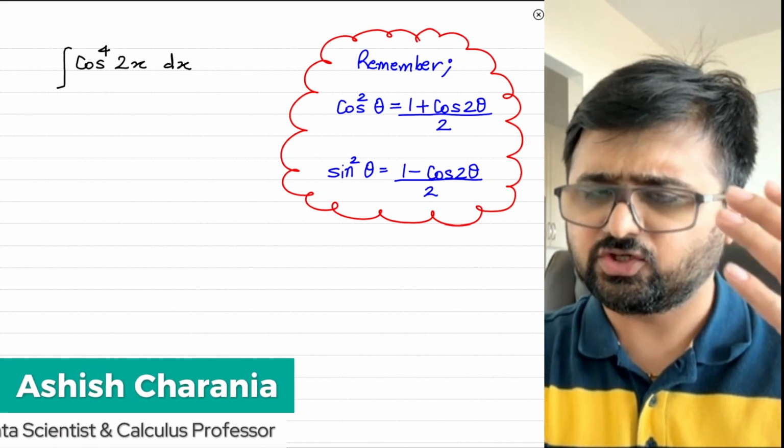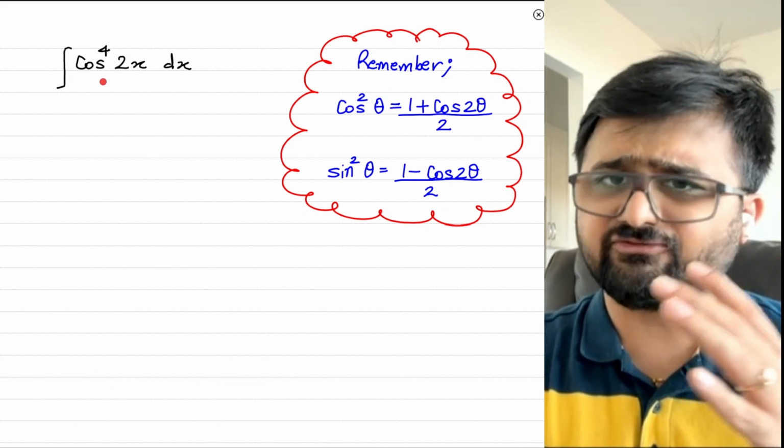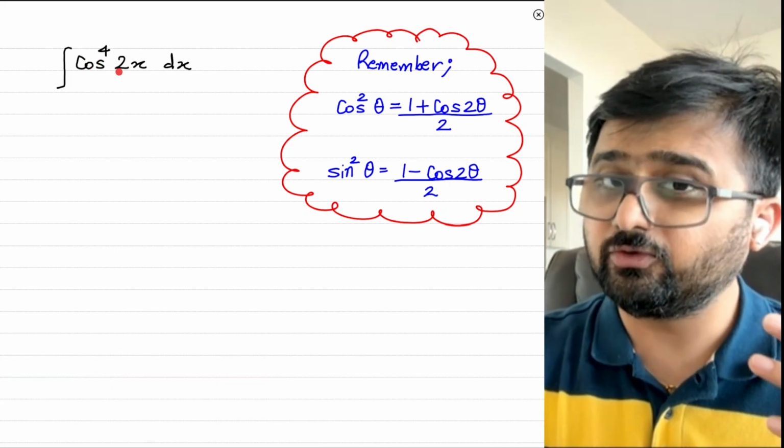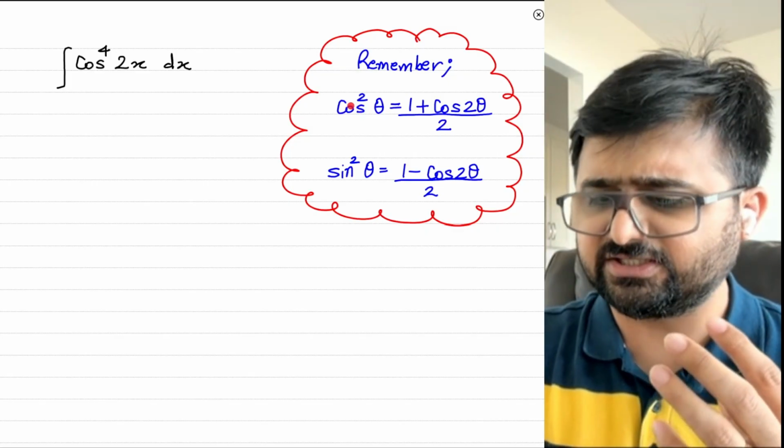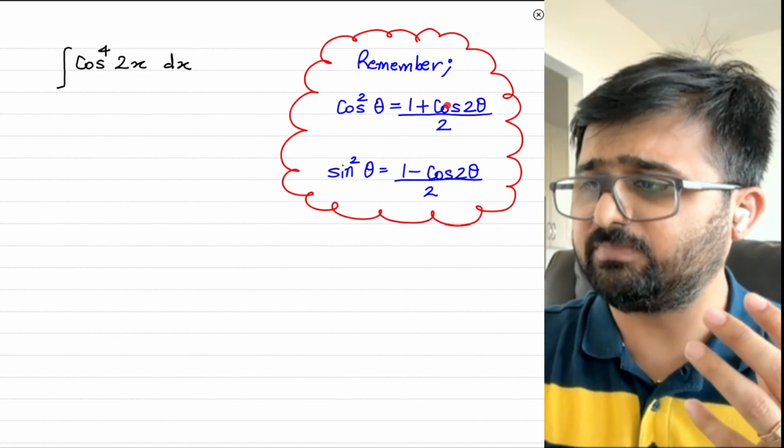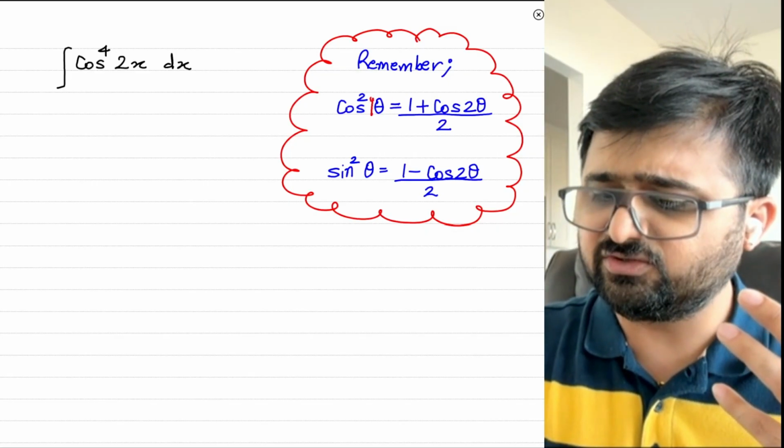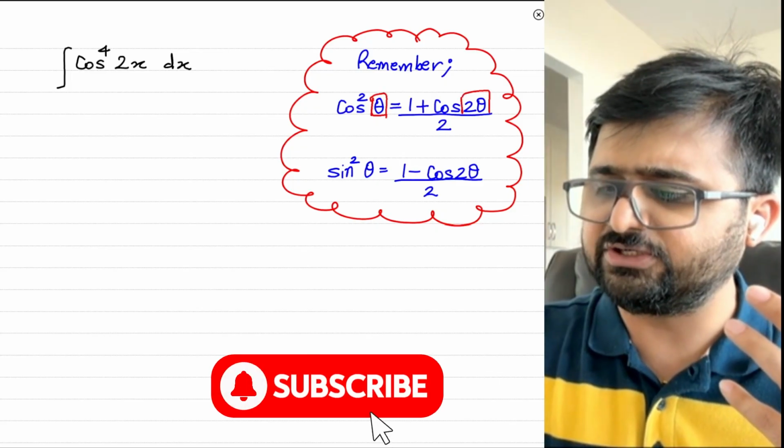Let us see how to integrate cos⁴2x. There is no direct formula available as such for cos⁴2x. We have a power reduction formula that converts power 2 of cos into power 1. It converts the angle to double, so theta on the left hand side gets converted to 2 theta.